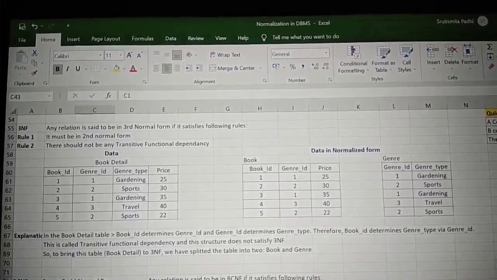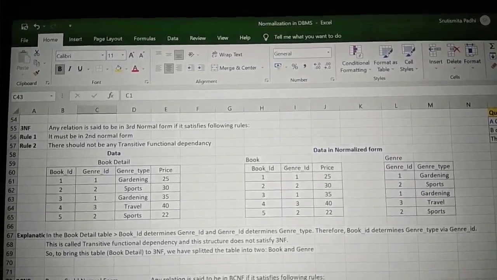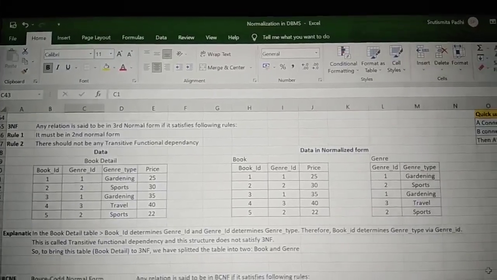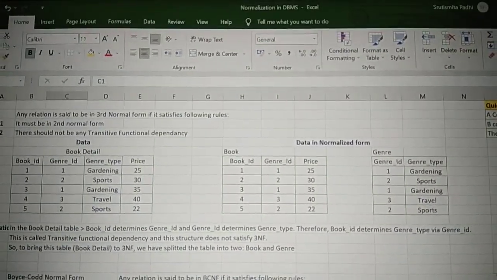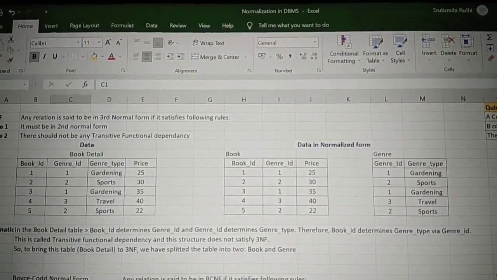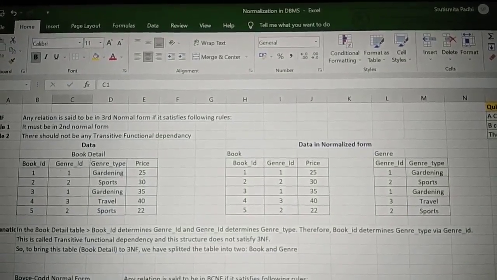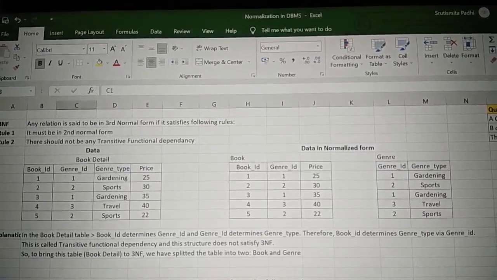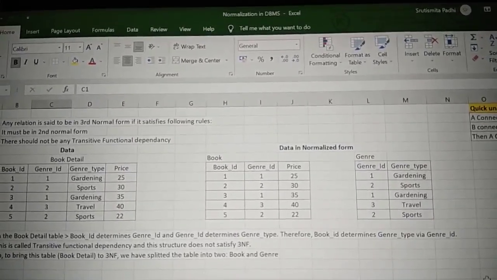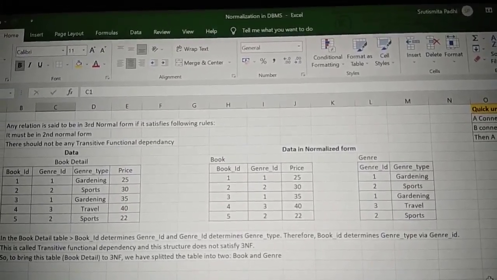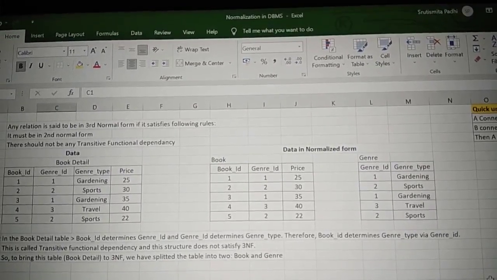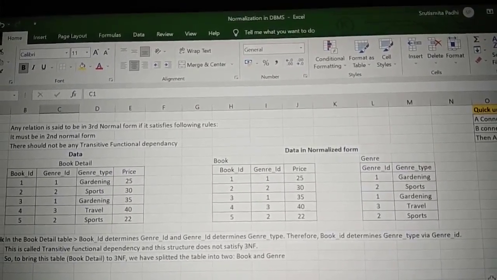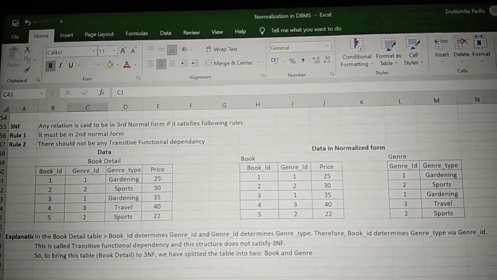doesn't allow it. So to bring this table book detail to 3NF, we have split the table into book and genre. Now if we see, the book table has book ID, genre ID and price, where book ID determines the genre ID, and the genre table has genre ID and genre type, where the genre ID determines the genre type. There is no transitive functional dependency.